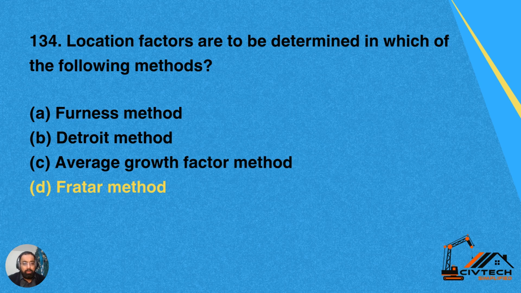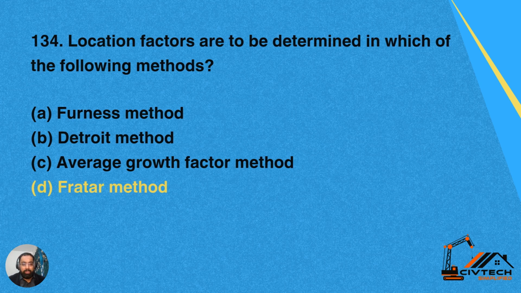134. Location factors are to be determined in which of the following methods? Option A, Furness method. Option B, Detroit method. Option C, average growth factor method. Option D, Fratar method. So D here is the correct answer. Location factors are to be determined in the Fratar method.